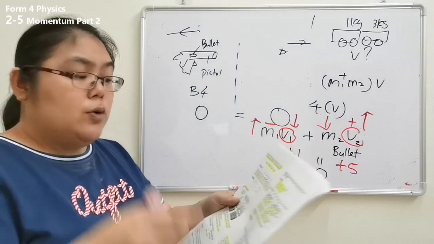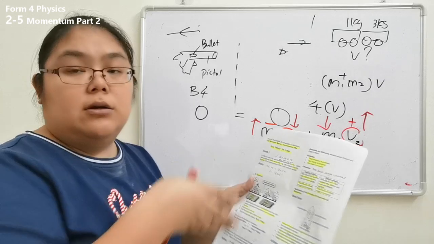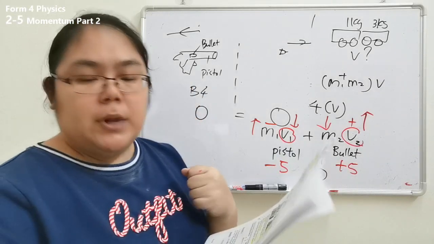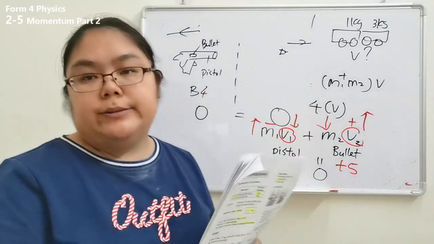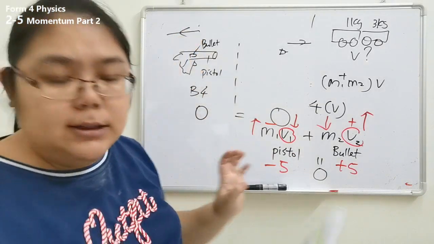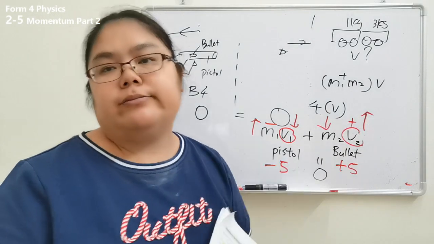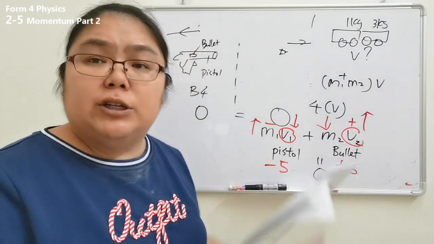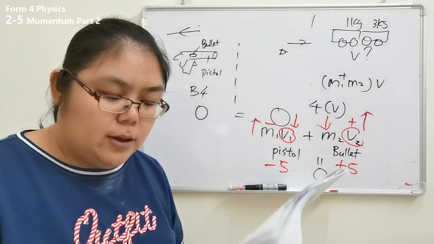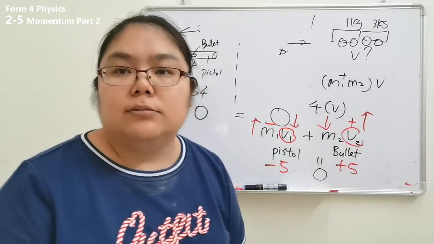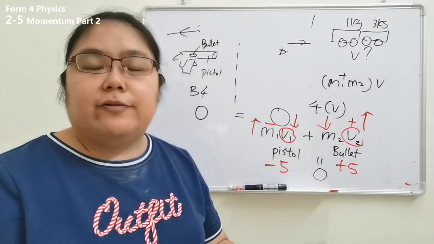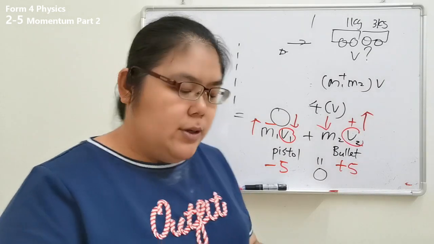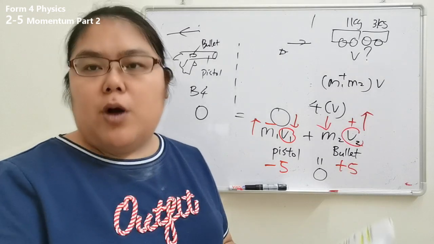Okay, follow the notes here. We go through the characteristics first. First, they say before the explosion, both objects stick together, and also at rest, never moving. After the explosion, both objects will separate. How do they separate? In opposite directions. So that is the characteristic of an explosion. Finally, they separate in opposite directions. Then momentum is conserved.